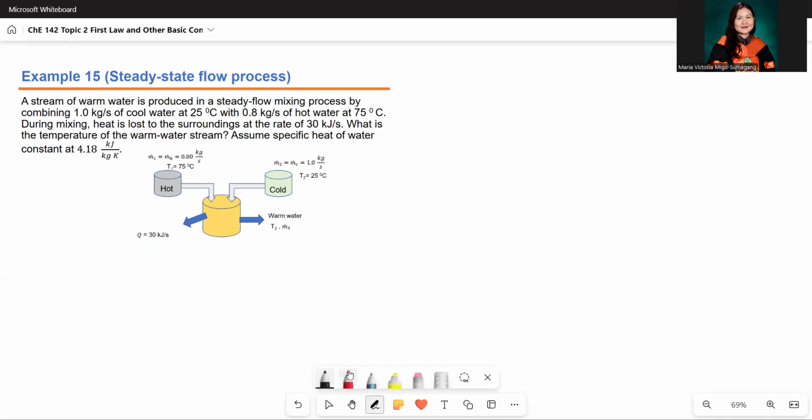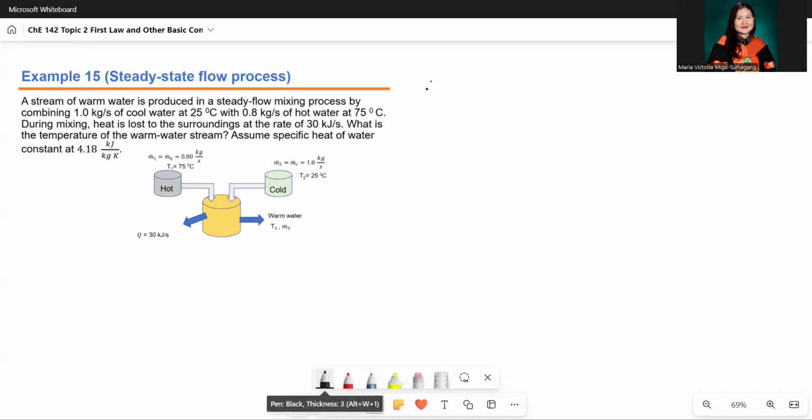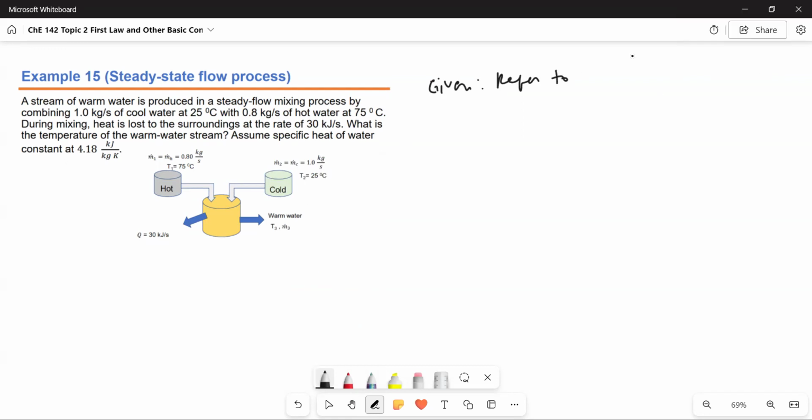For the given, I will not write it anymore, you can refer to the figure. For the required quantities, we are being asked for the temperature of the warm water stream. As you can see here, it's T3. So we're being asked for T3.